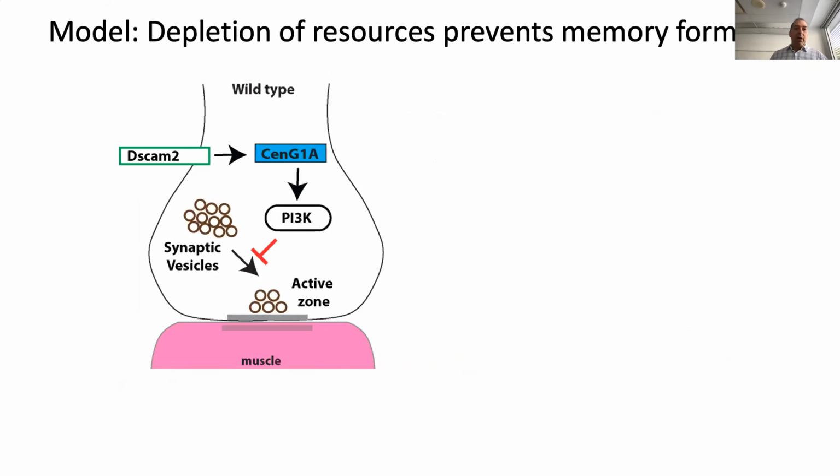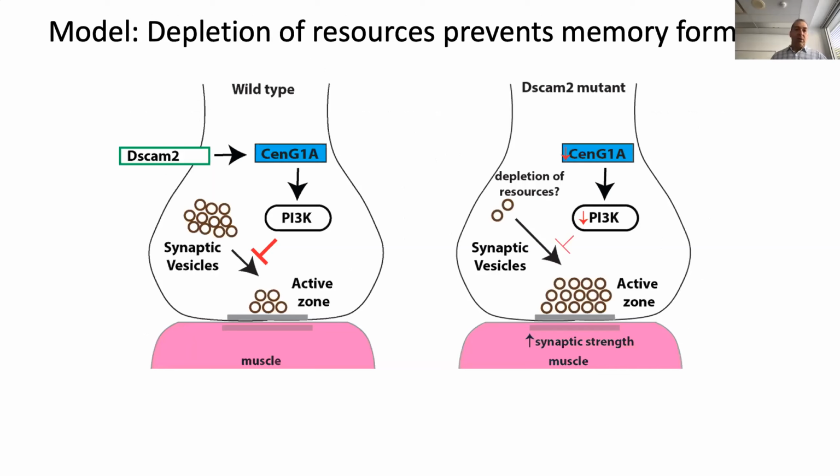So the model that we're working with right now, which could certainly be wrong, but it's the simplest one, so that's what we're going for, is that DSCAM2 is activating the PI3 kinase pathway, which is preventing the deposition of synaptic vesicles at active zones. When you don't have DSCAM2, you have a reduction in PI3 kinase, you get more synaptic vesicles at active zones, and this depletes critical resources for neurons when they need to be potentiated.